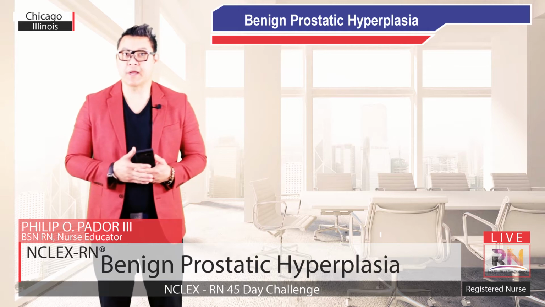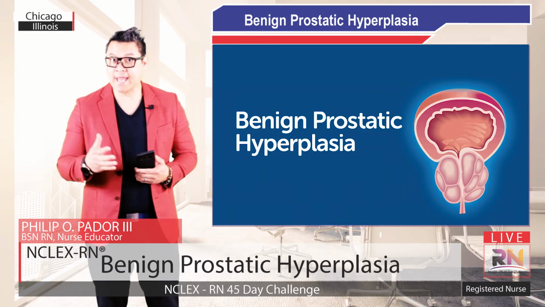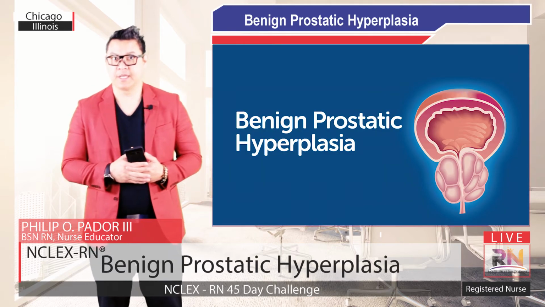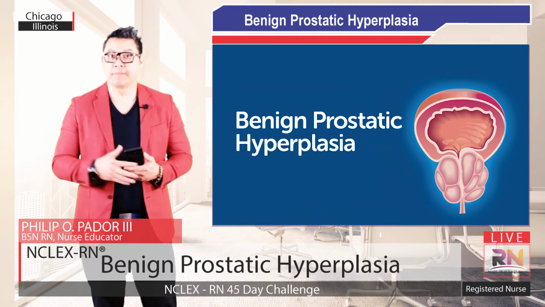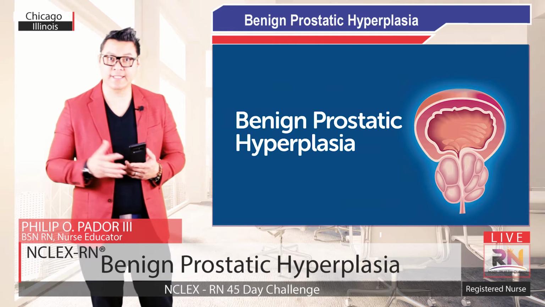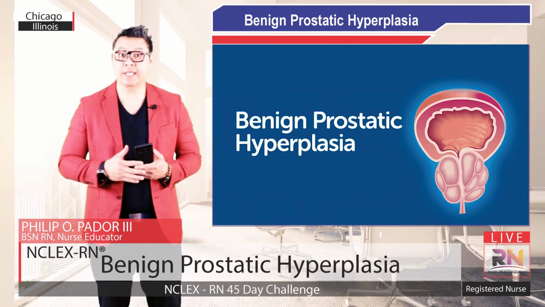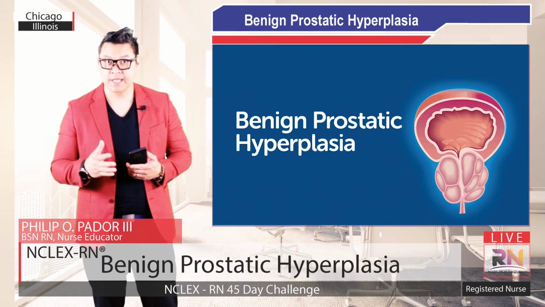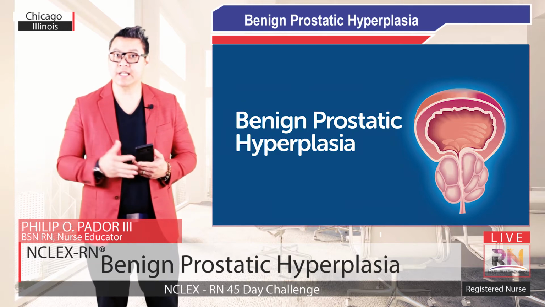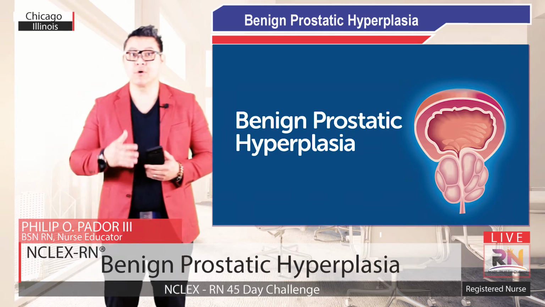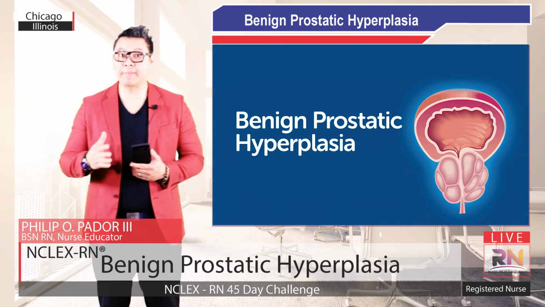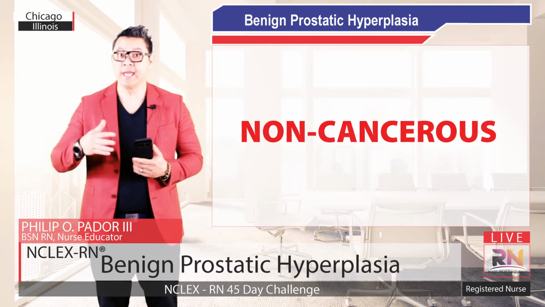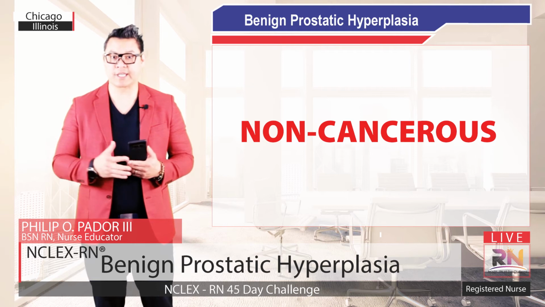In this video, I'm going to be talking about benign prostatic hypertrophy. In benign prostatic hyperplasia, or BPH, prostatic refers to the prostate gland. Hyperplasia means an increase in the number of cells, and benign means that these cells aren't malignant, so they don't invade neighboring tissues. Basically, benign prostatic hyperplasia is the non-cancerous growth of the prostate gland.